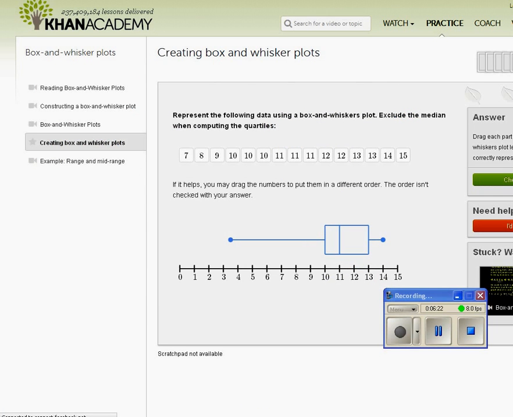So what's our lowest number here? What's the lowest of those numbers? 7. So we put our left whisker at 7. What's the highest number? 15. And assuming we did this correctly, this should be correct.